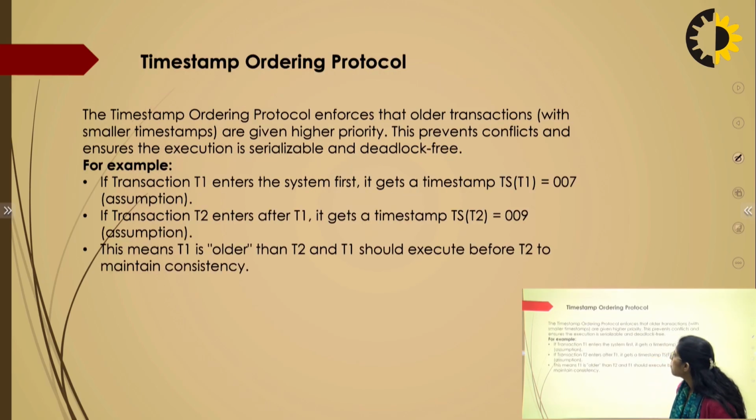Next one is the timestamp ordering protocol. In this particular protocol, it enforces that older transactions with smaller timestamps are given higher priority. This prevents conflicts and ensures the execution is serializable and deadlock free. For example, if transaction T1 enters the system first, it gets a timestamp of, let's say, 007, and T2, entering after T1, gets a timestamp of 009. So it means T1 is older than T2 here. So obviously priority is given to T1.